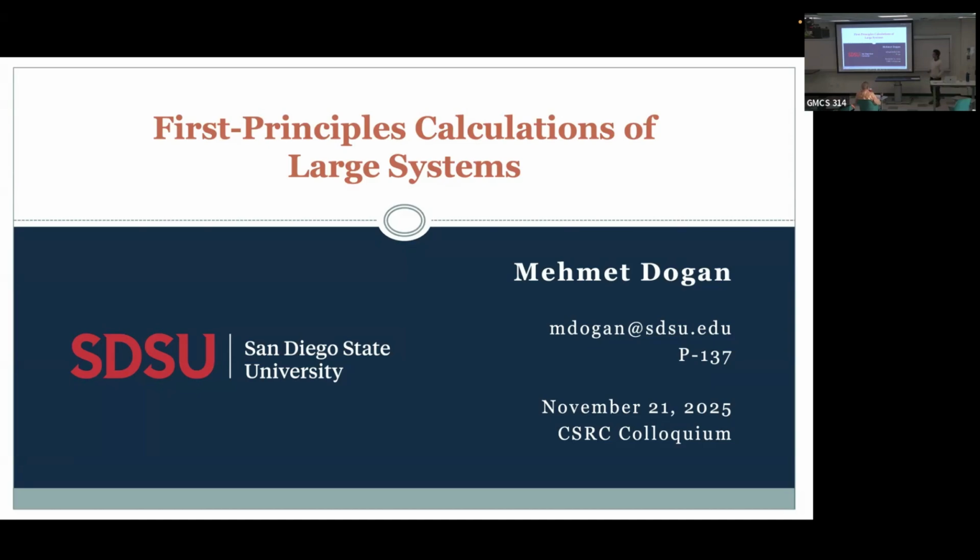Mehmet Dogan. I'm going to talk about first principles methods in solid state physics and how we do calculations of real systems, including large systems.